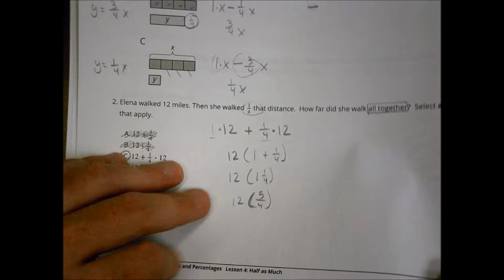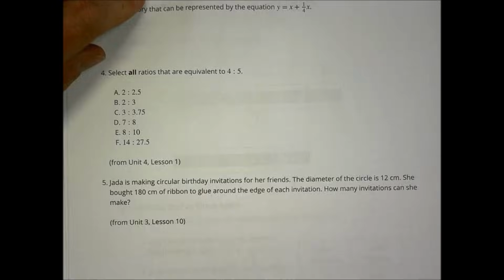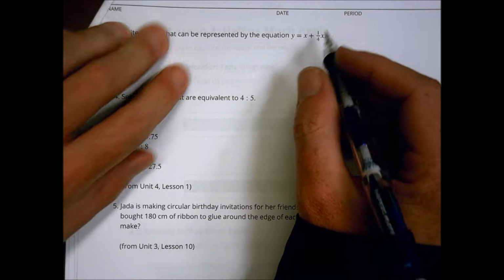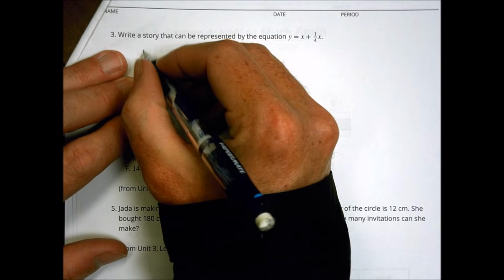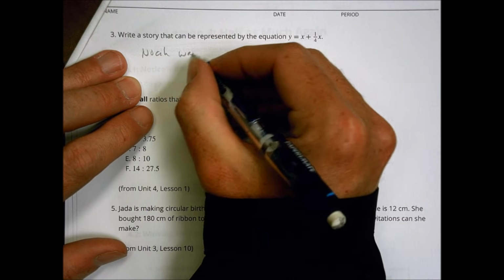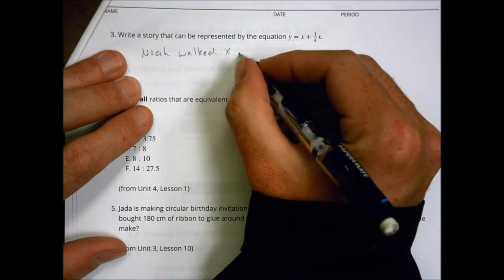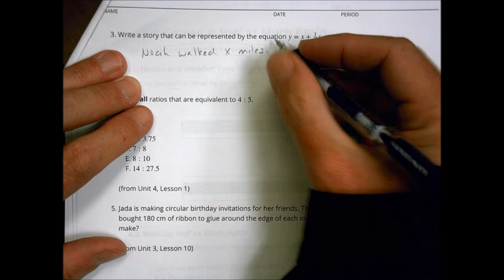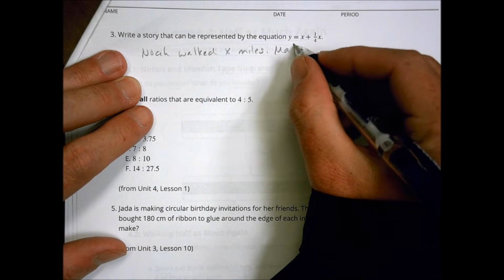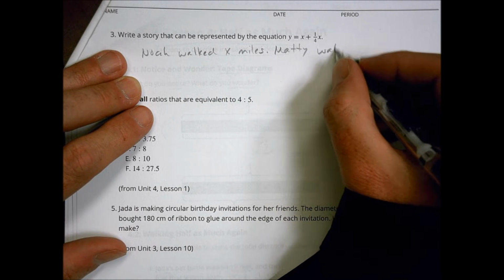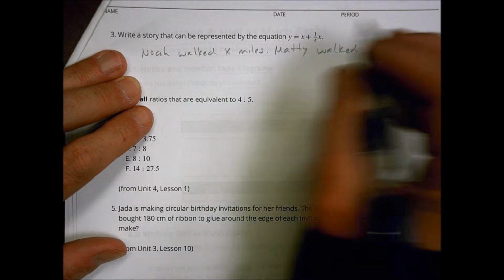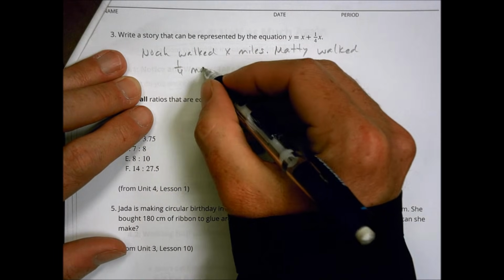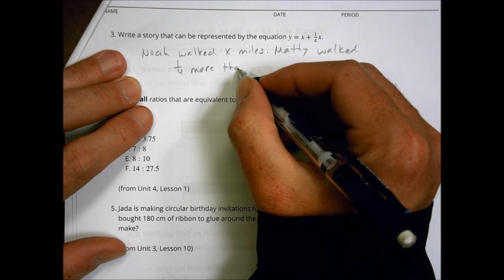Alright, the next one. Write a story that can be represented by the equation y equals x plus 1/4 x. Alright, I can say that Noah walked x miles, Maddie walked 1/4 more than that.